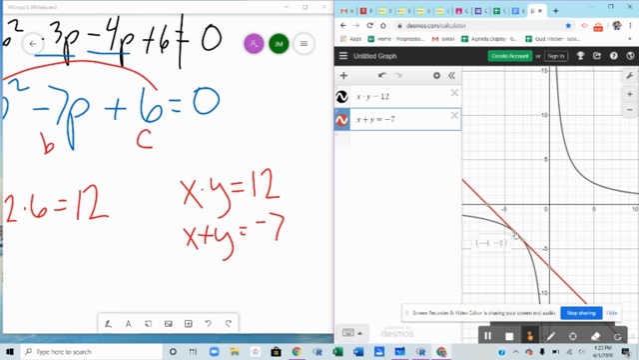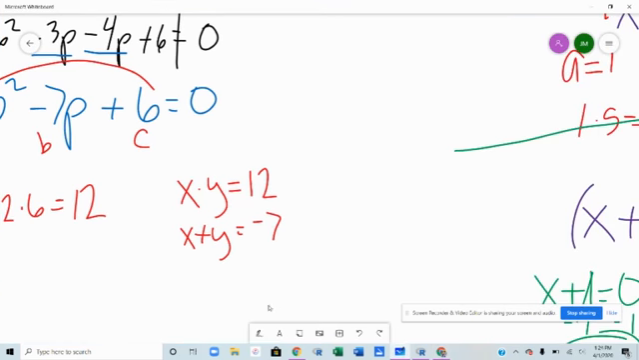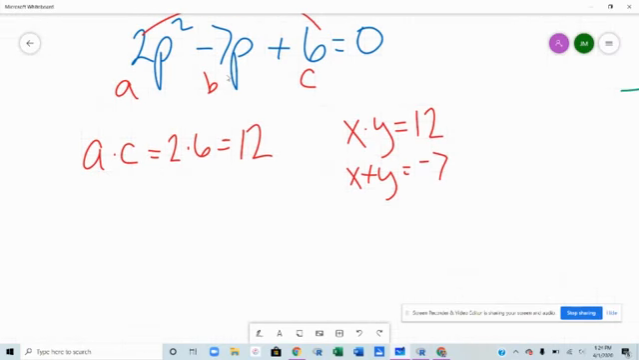I can move around and see where they cross. I see that it's -4 and -3. Those are my two numbers this time, -4 and -3. So like I said, it is not supposed to always be just whatever these two numbers are. That's not how it works. You need to use Desmos to get those.